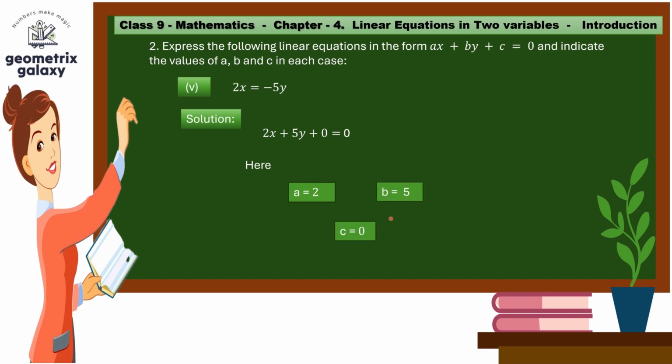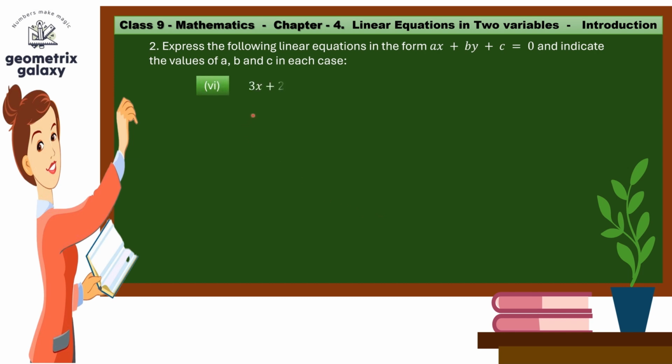Sixth subdivision is 3x plus 2 is equal to 0. Here we have only one variable x. We don't have the y variable. So while writing in the general form, we will include it as 0y. Therefore the general form of 3x plus 2 is equal to 0 is 3x plus 0y plus 2 is equal to 0. a takes the value 3, b takes the value 0 and c takes the value 2.